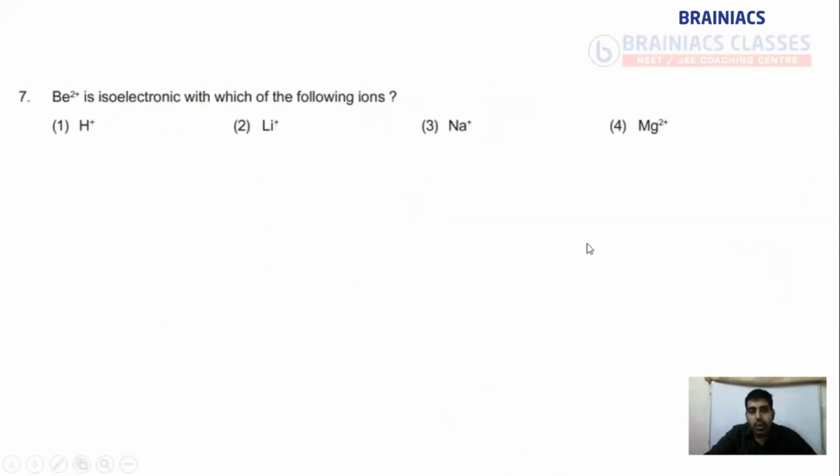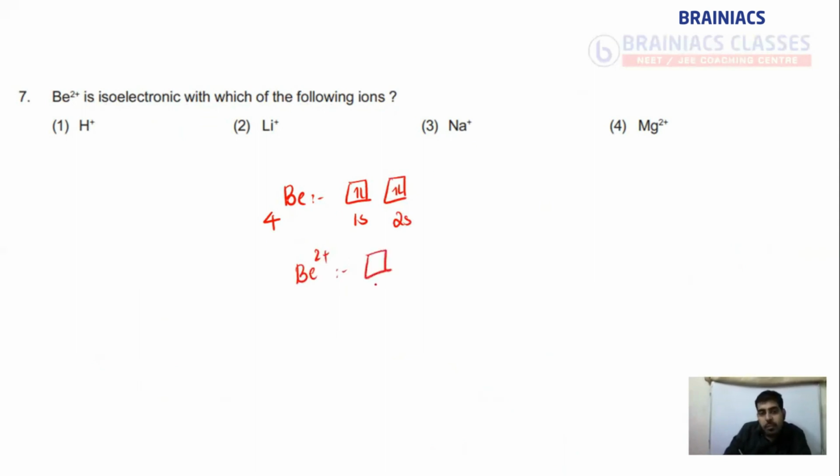Moving on to next question. Question number 7. Be2 plus is isoelectronic with which of the following ion? Now, Be, beryllium, atomic number 4, configuration 1s2, 2s2, right? Now, Be2 plus means we have to remove 2 electrons from beryllium. So you will get 1s2, right? These 2 electrons are removed, so 1s2.